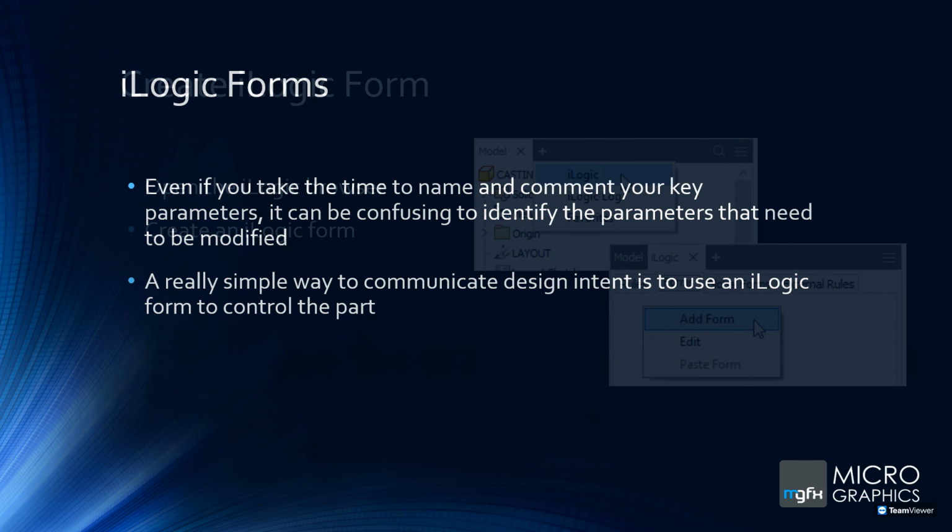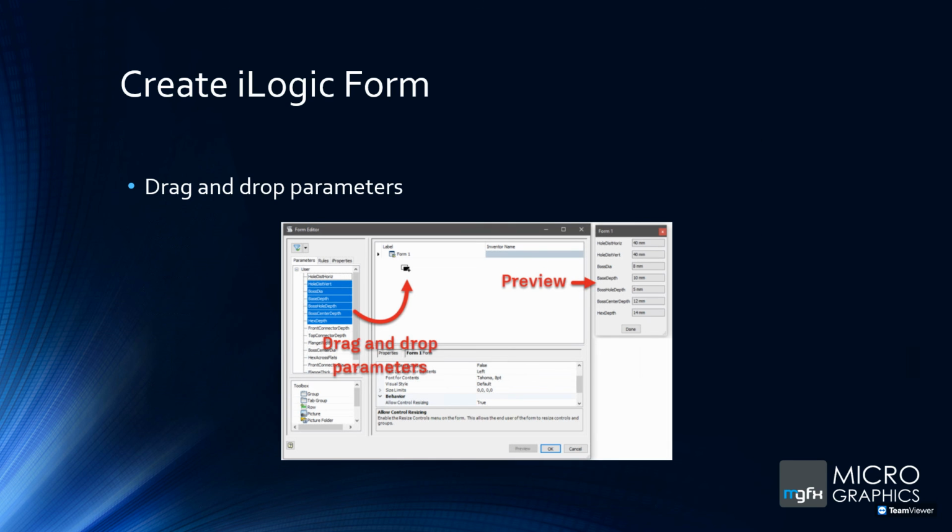Okay, how do you create an iLogic form? Very, very quick and easy. At the top, next to the model, you've got the plus button. Click on that, click on iLogic, click on forms, add a form, and then on the left-hand side are all the parameters that you've got. Identify the key parameters, drag and drop them into your form, and you'll see there, now you've got your form. That was very simple.